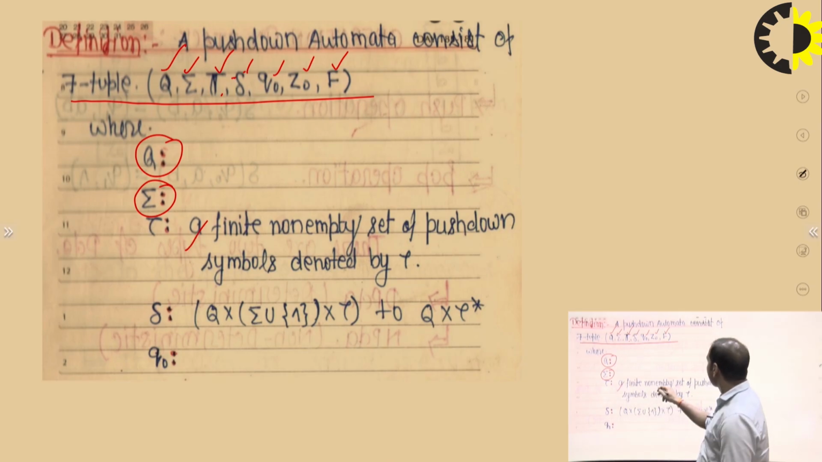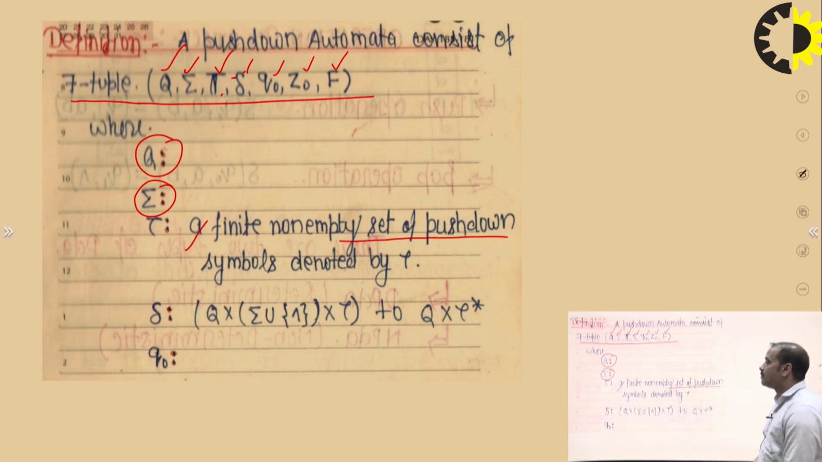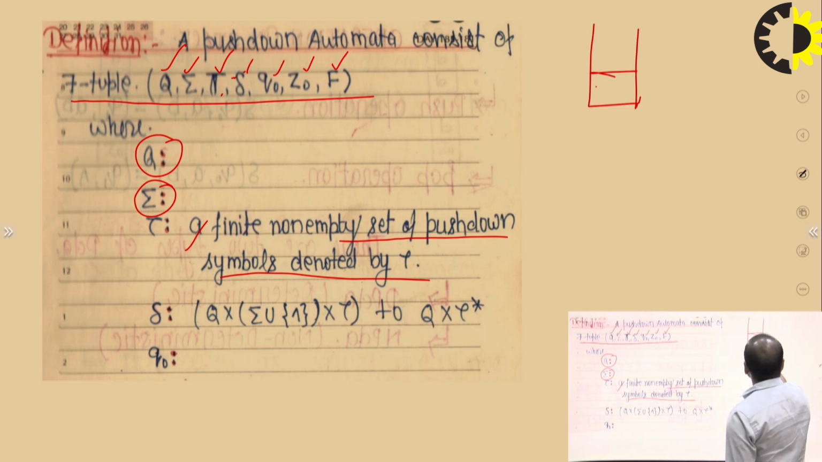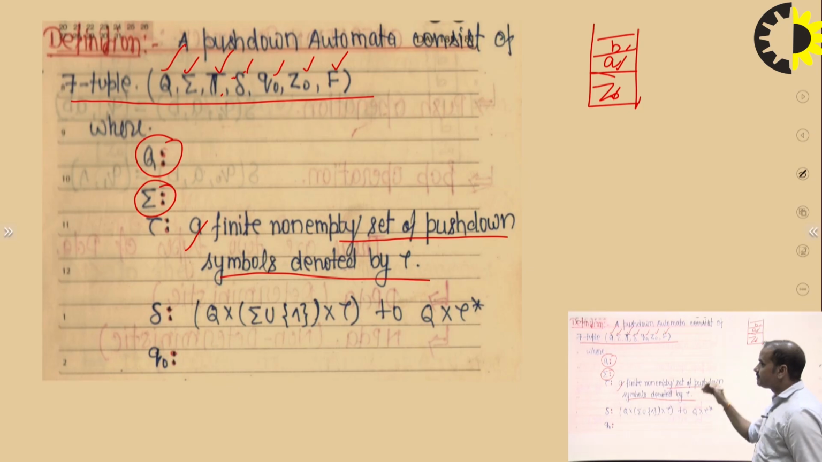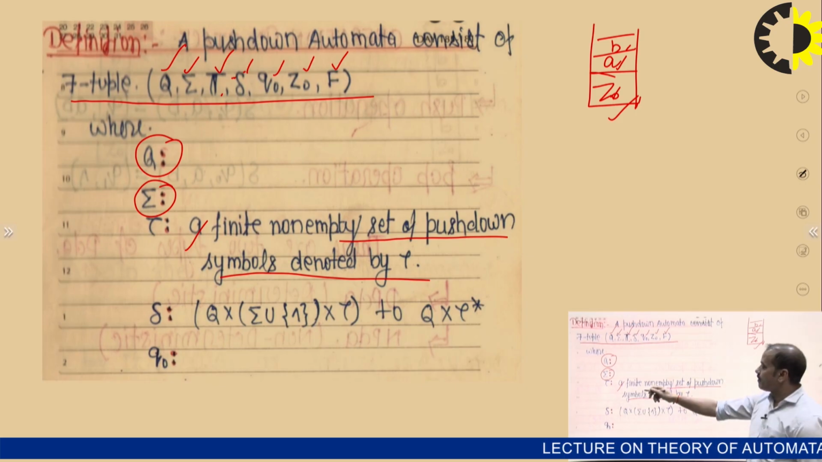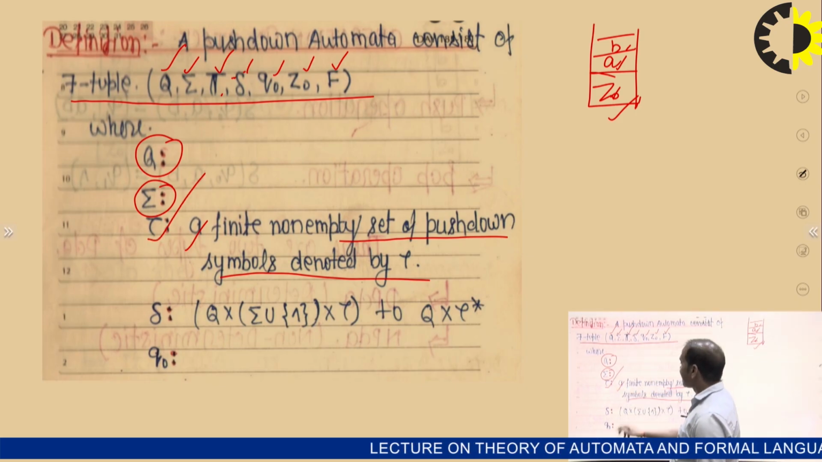Tau is a finite non-empty set of pushdown symbols, denoted by tau. That means if the pushdown store contains Z0AB, then tau contains Z0AB. That means a finite set of pushdown symbols, and the symbols inside the PDS are part of tau. Next one is delta.